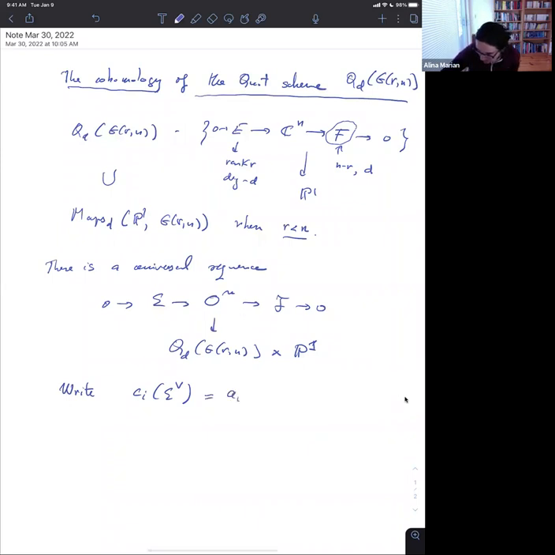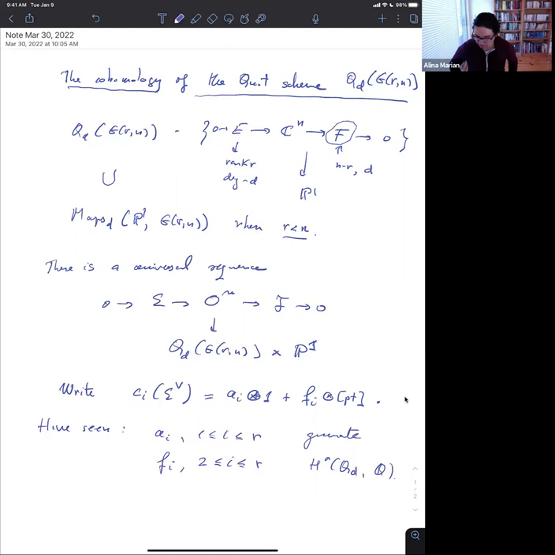And so this is, if you want, a point on P1. And so then what we know from our previous discussion is that the classes a_i and f_i generate the cohomology, let's say over Q.